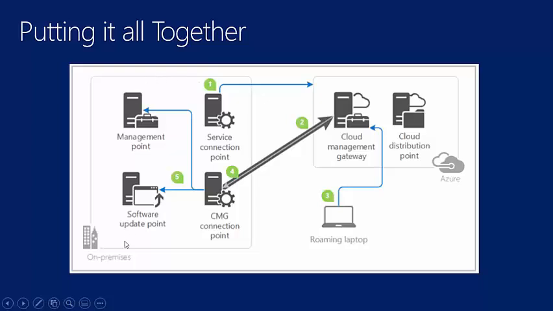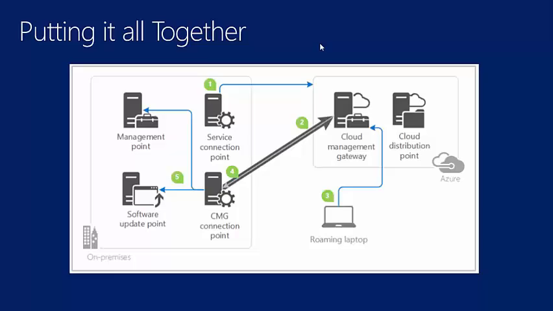together. Here we have inside the network, or the on-prem infrastructure, if you will, our management point, service connection point, software update point, and cloud management gateway connection point. Here we have our roaming laptop, cloud management gateway, and distribution point. So the roaming laptop will be communicating through the cloud management gateway, which is connected with the cloud management gateway connection point. We do have our service connection point just connected in general to Azure, and so forth. Right, so just another view of how things fit together.